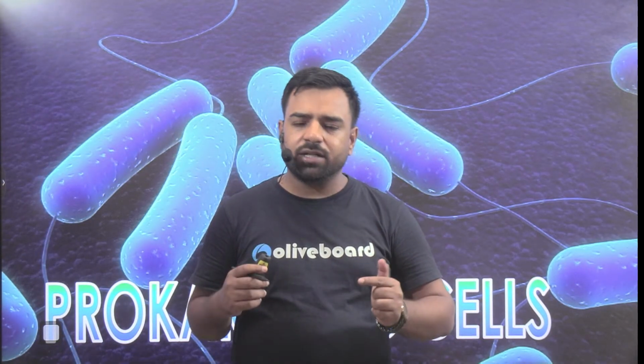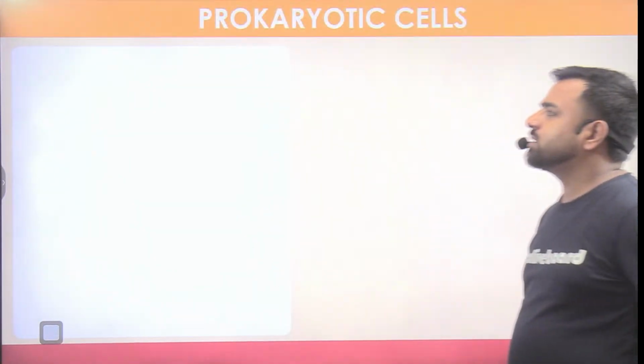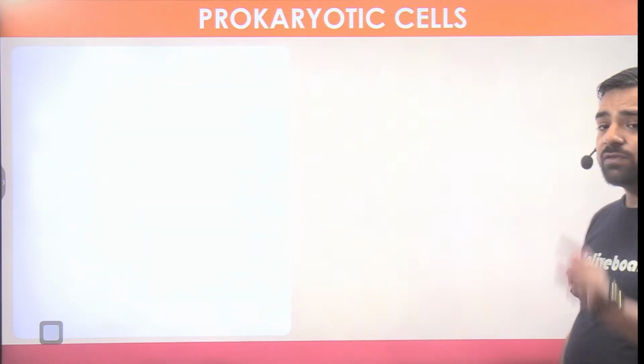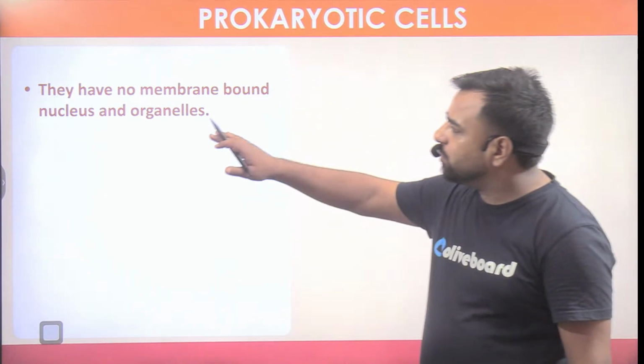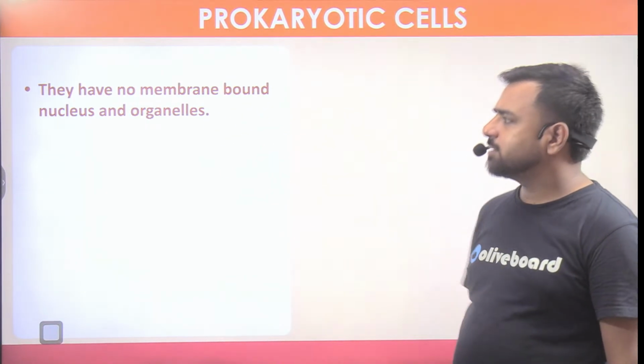That means this section is clear, right? I'm proceeding further. So it's the time to understand the prokaryotic cells. These are the cells which are not fully developed. See, they have no membrane bound nucleus and organelles.